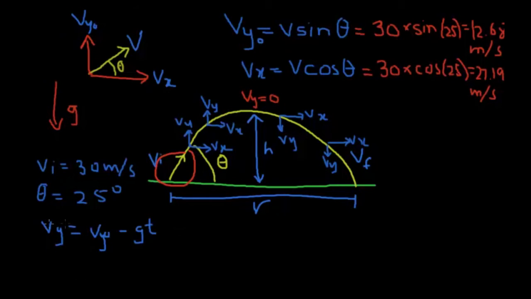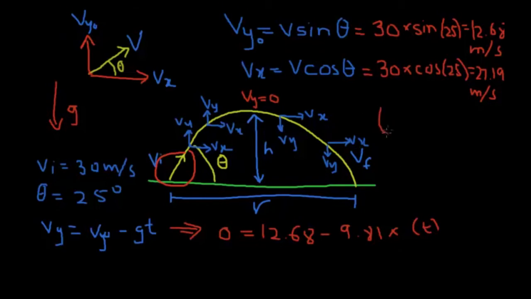So what we want to do now is just analyze the particle over here, right in the middle, where its maximum height is. So what's Vy over there? It's 0, because it's at the top. So we'll just go 0 is equal to the original vertical component, 12.68, minus 9.81 times the time that the particle took to get there. We don't know the time, so that's what we'll have to solve for.